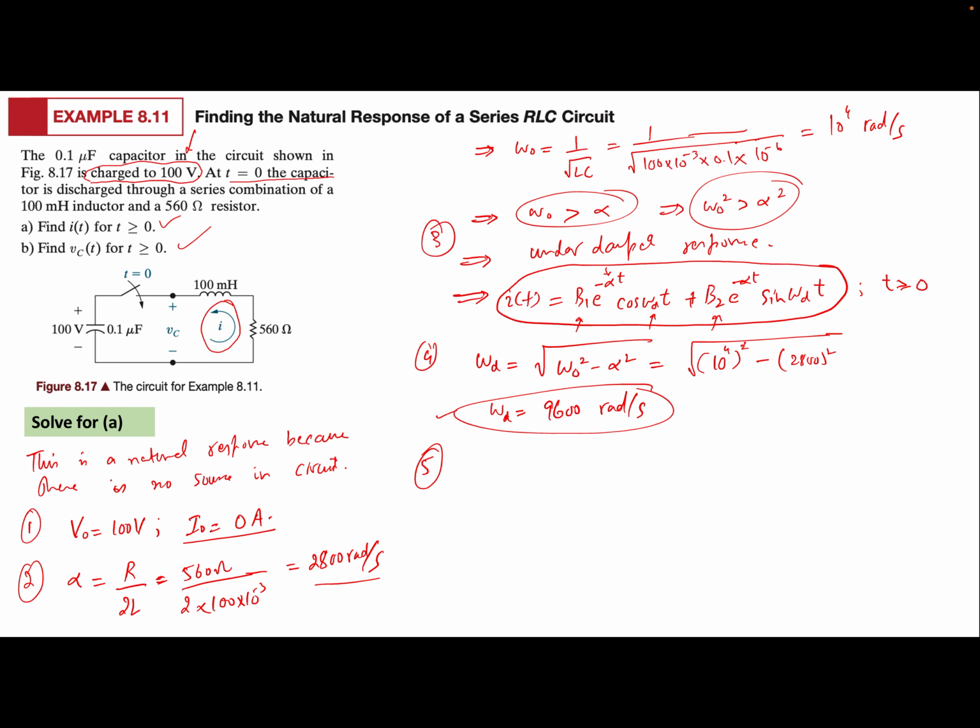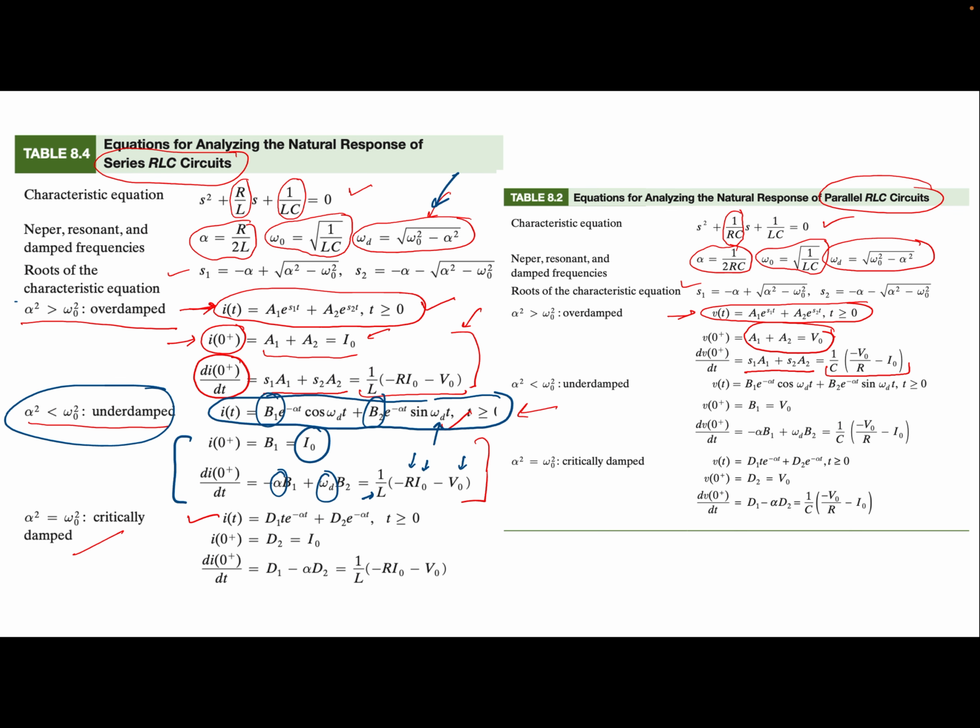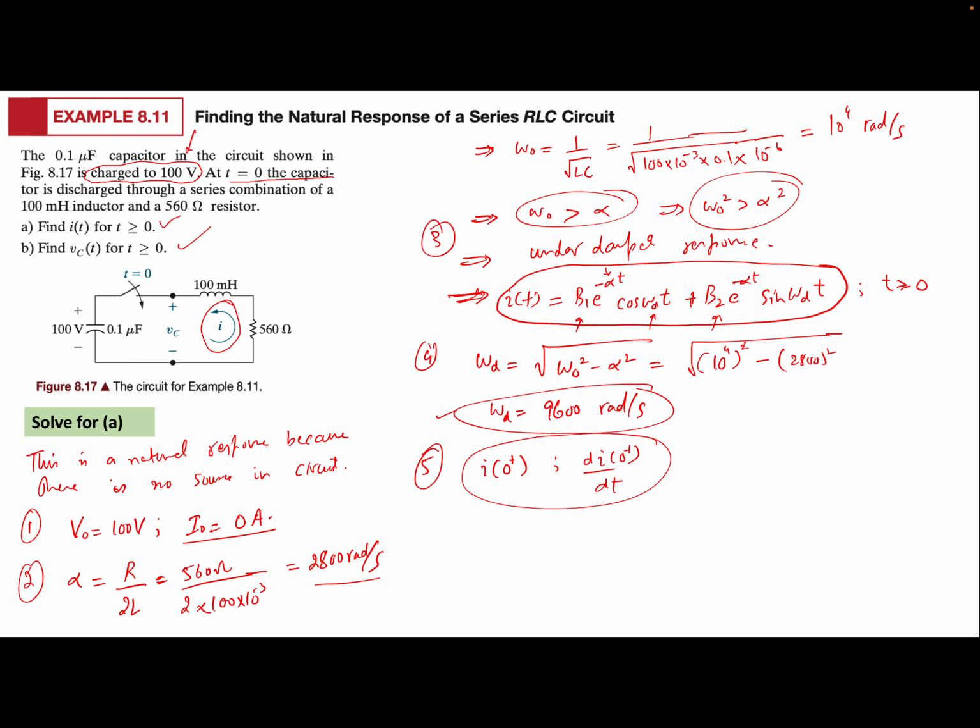We can find b1 and b2 again by solving this equation at i of 0 positive and di over dt at 0 positive, which we don't need to if we have the table available, because then I can just use these two equations right over here. So b1 equals I naught, and since our I naught is 0 ampere, b1 becomes equal to 0. Nice. So this is gone.